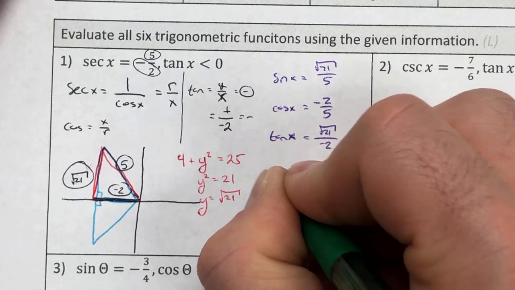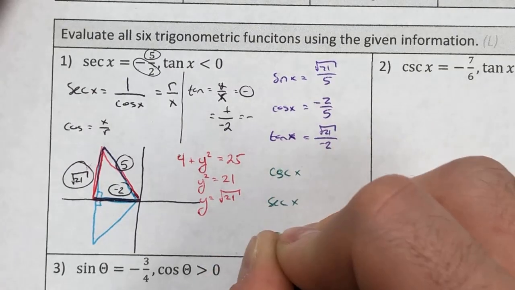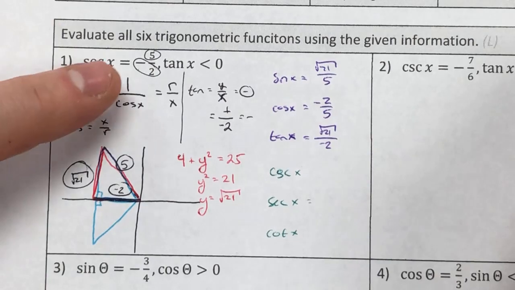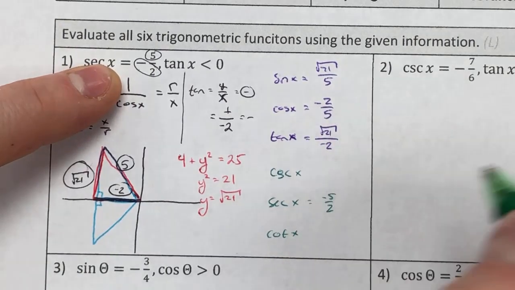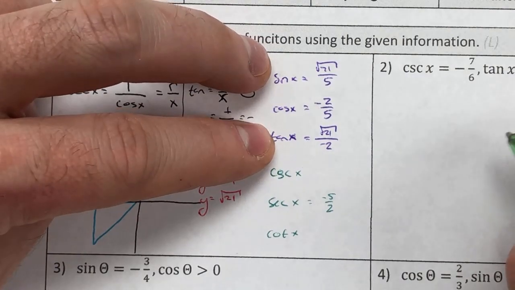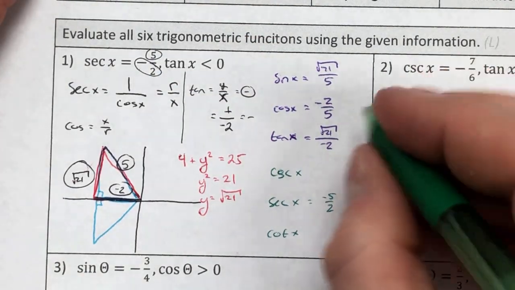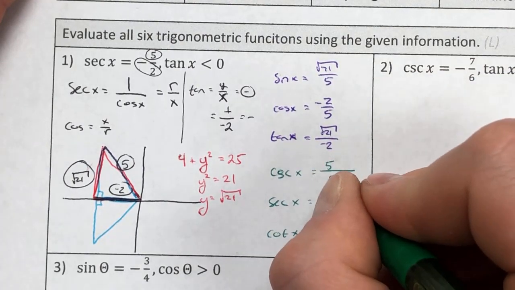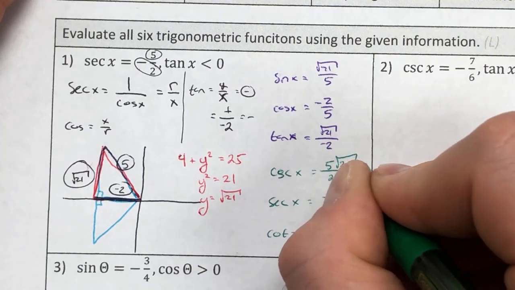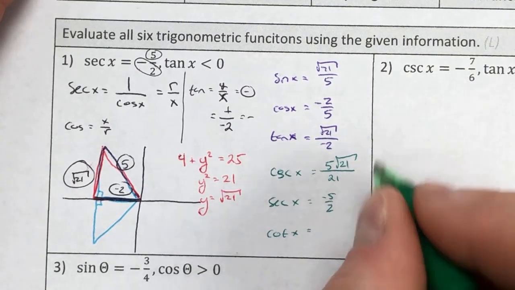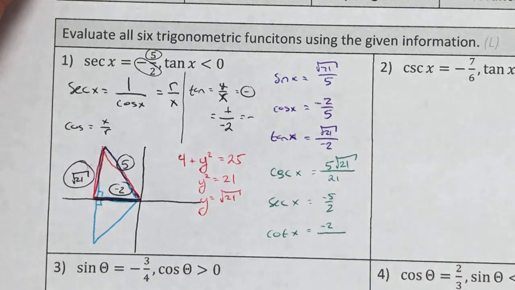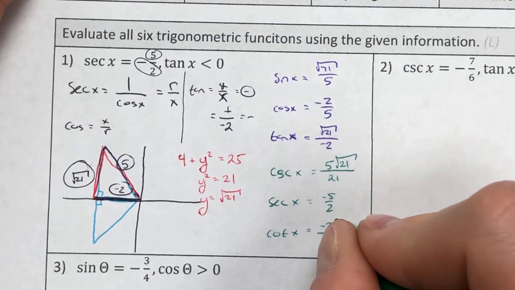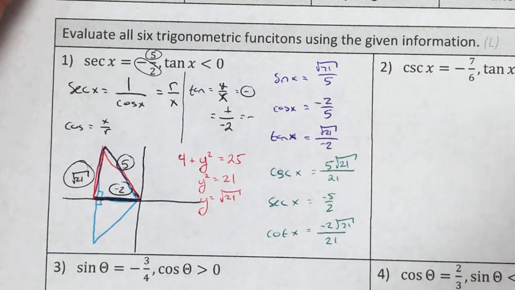And for the other three, we have cosecant, secant, and cotangent. Secant we already know. We get -5/2. We're just flipping this version. But for cosecant and cotangent, when we flip them, we're going to have a radical on the bottom, which we can't have. So I'm going to say 5 over the square root of 21, and I multiply that by another square root of 21, which is going to put that up top. Same thing with cotangent. It would be a -2 over the square root of 21, but I can't have a square root in the bottom, so I multiply top and bottom by another square root of 21, which gets that out of there. And we've got those 6 trig functions.